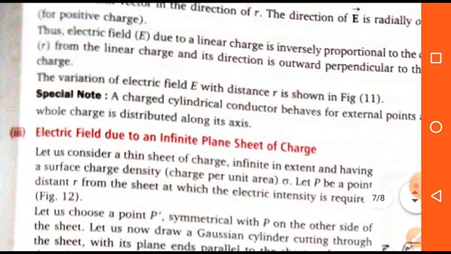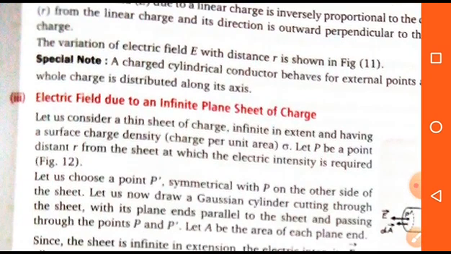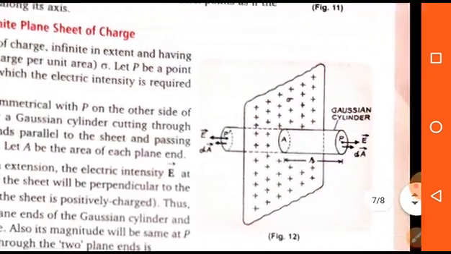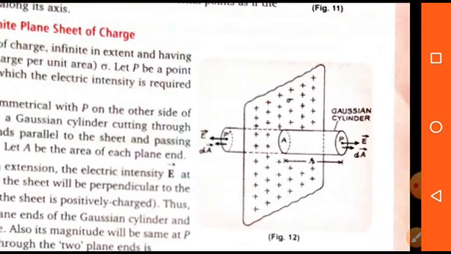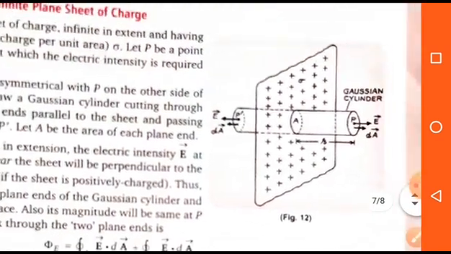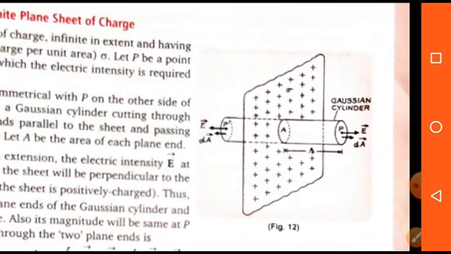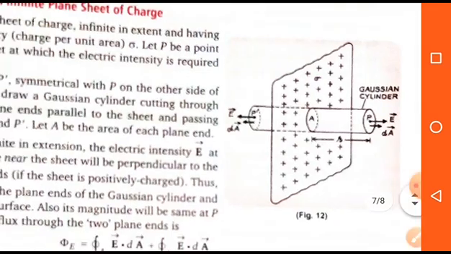Now the next application is electric field due to an infinite plane sheet of charge. Here we have to take a plane sheet which is infinite in length. That means its length and breadth are very big. Now take a point P where we have to find the electric field. So take a Gaussian surface in the form of a cylinder, and distance small r is from the center of the sheet. So here we take 2 points P and P dash where we have to find the electric flux.